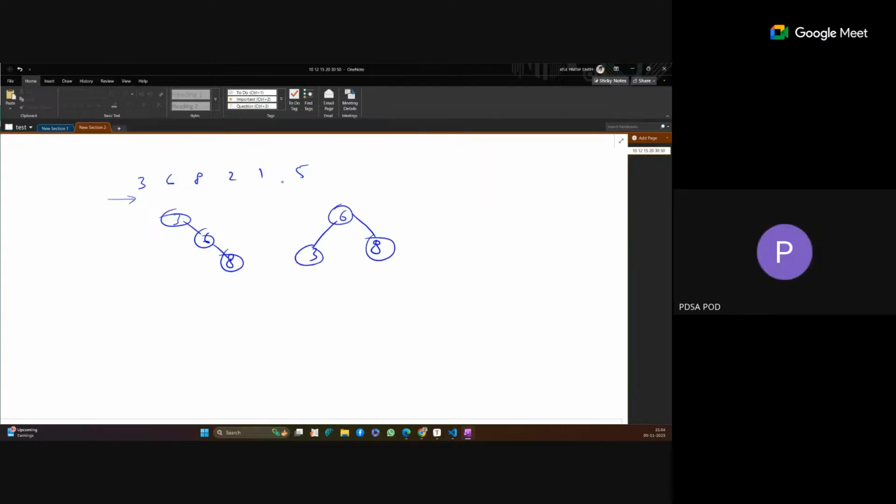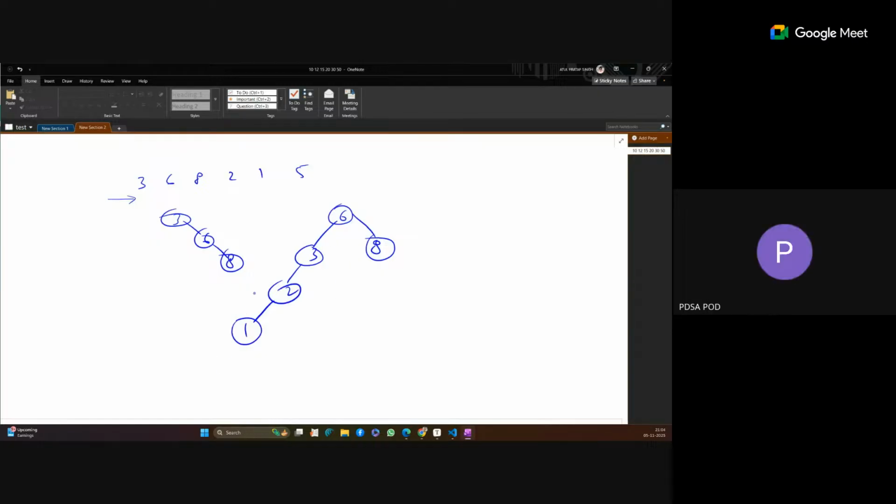Now 2 will be added here. Then 1 will be added here. So now this part will become unbalanced, so you will apply the rotation. But always check the unbalanced nodes by the balance factor. Do not put them directly on your own, randomly.